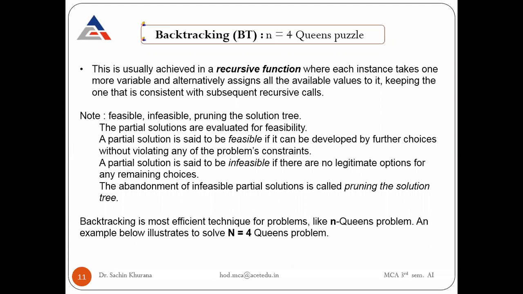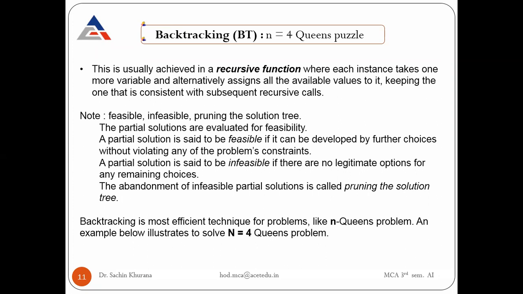We take one of the variables, assign all the available values to it, and then try to find out whether it is consistent with the problem that we have. If it is fine, then we use it as a solution. Otherwise, we go back, change the alternative, change the variable value, assign different values to the different variables, and again implement the recursive function to find the solution. But what happens over here is feasible, infeasible, pruning the solution tree; these are the things that we go through when we use a recursive function.